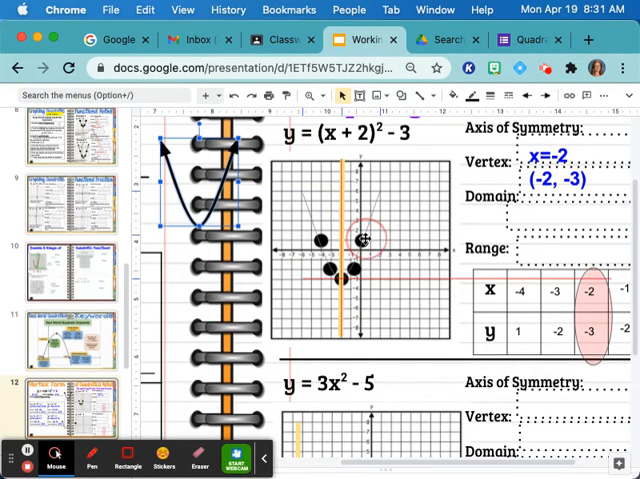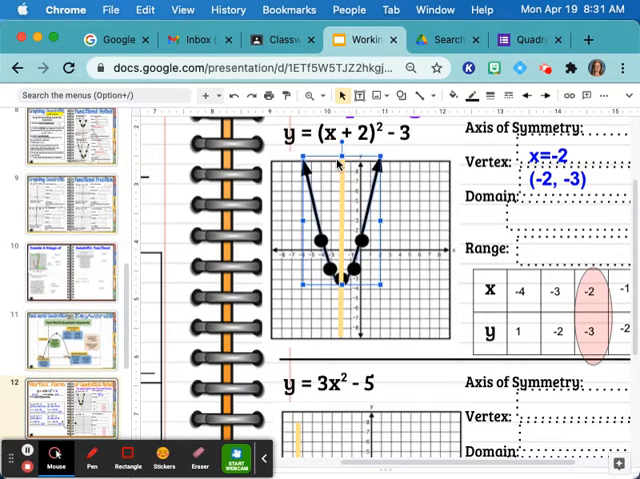Once you plot the points, you can put your parabola over the top. Try to extend it out. Something like that.